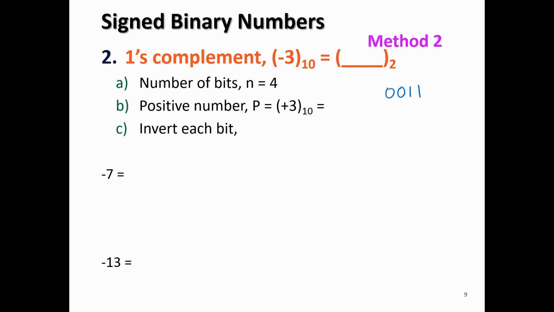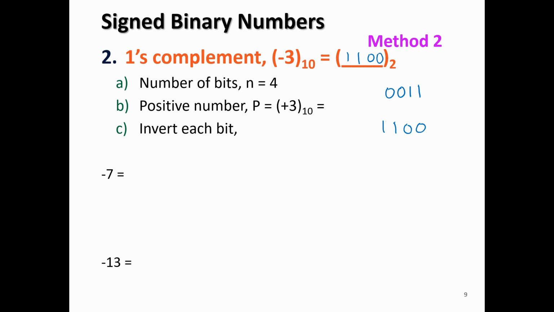The second step is finding the positive number, which is 3. In this case, a positive 3 will be 0, 0, 1, 1. The last step is just to invert each of the bits, so 1, 1, 0, 0. So -3 in ones complement will be 1, 1, 0, 0.